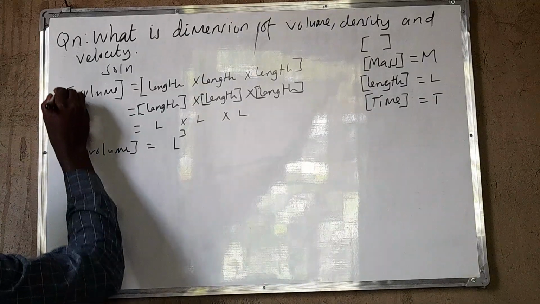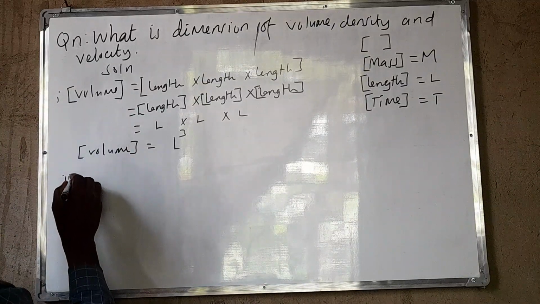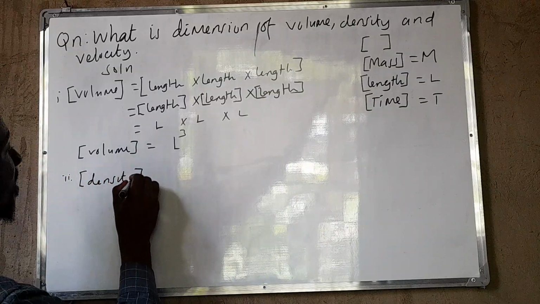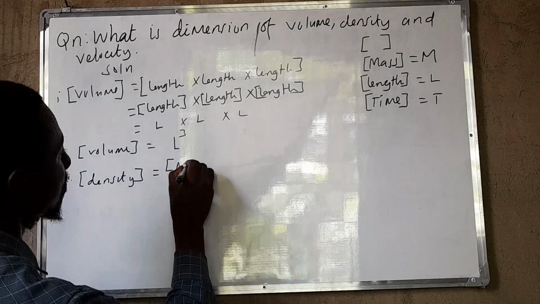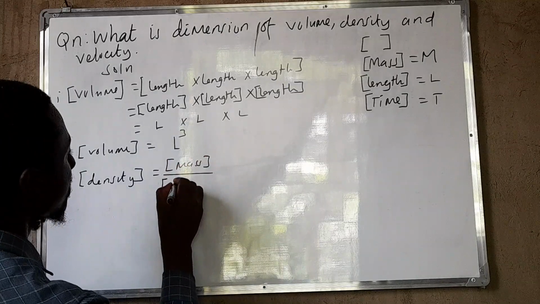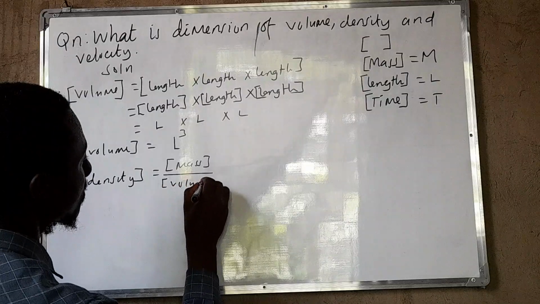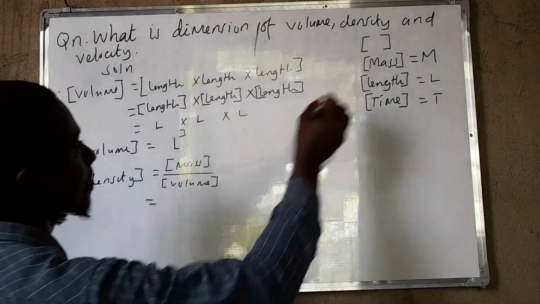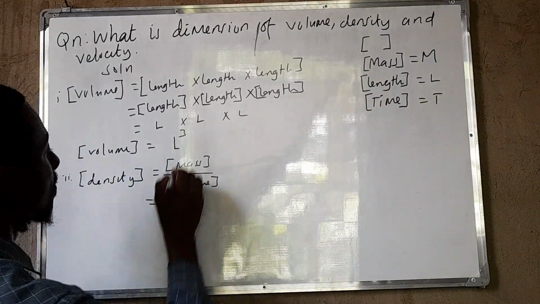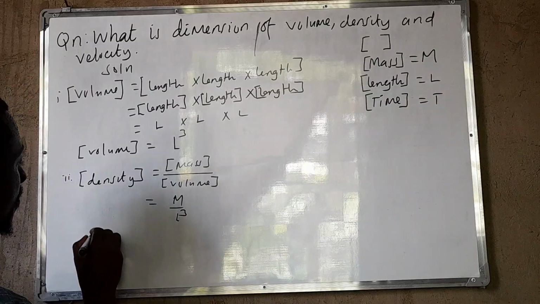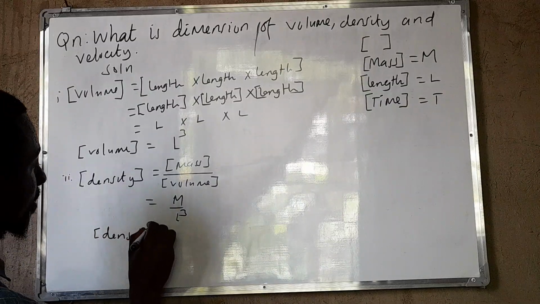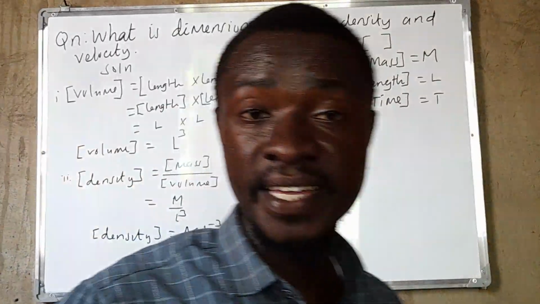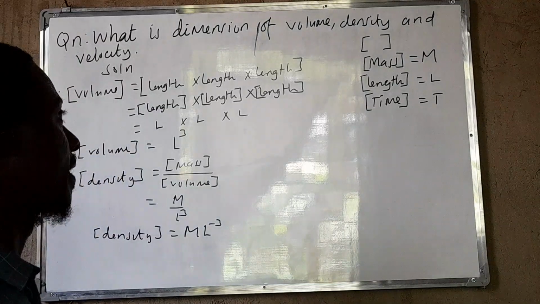Then we continue. Number two is the dimensions of density. Dimension of density is equal to dimension of mass divided by dimension of volume. The dimension of mass we know is M. The dimension of volume is L cubed. So finally, the dimension of density is equal to M L to the exponent -3. This is how we get the dimensions.